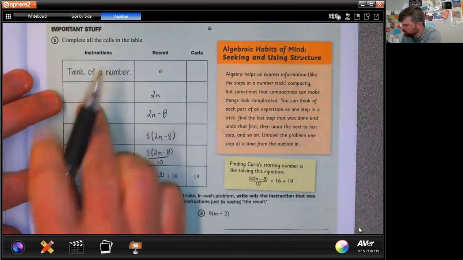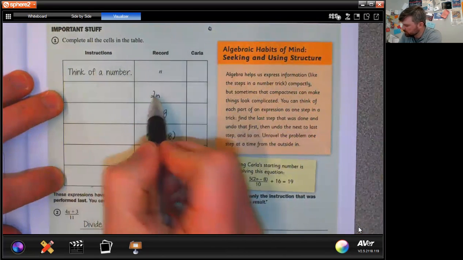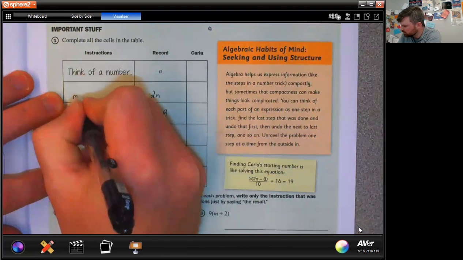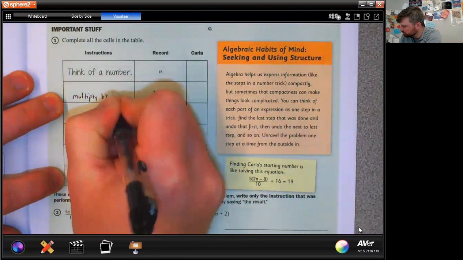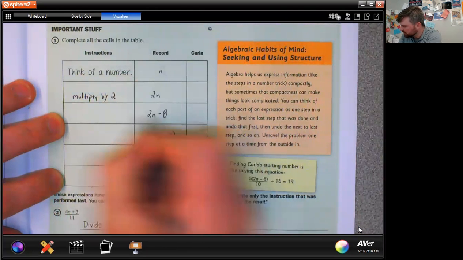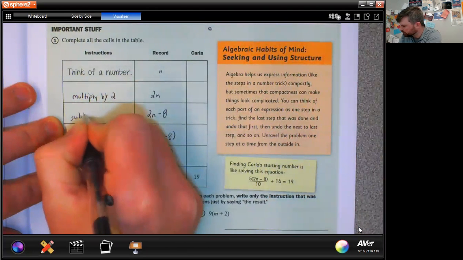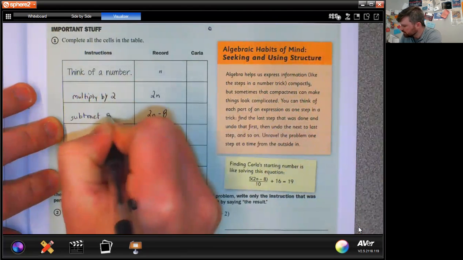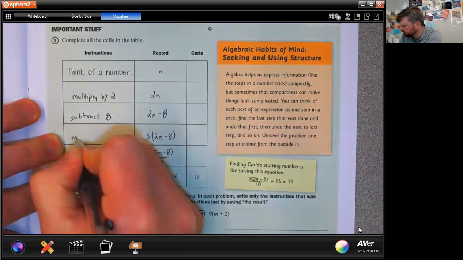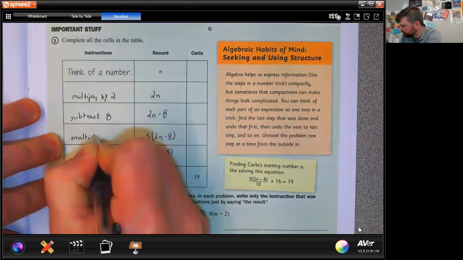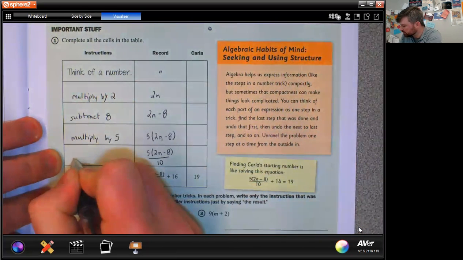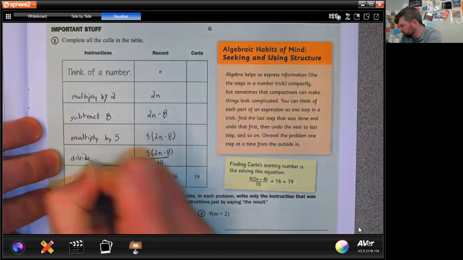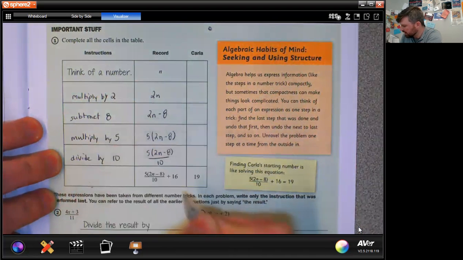Now we'll do our instructions here. We had an n, then we had 2n, so multiply by 2. Then we subtracted 8. Then we multiply by 5. Then we divided by 10. And then we add 16.